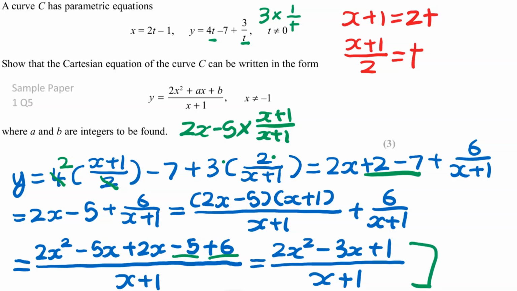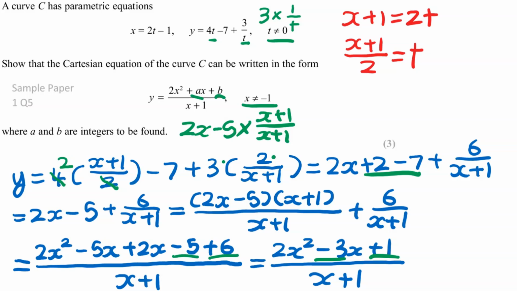So we have it in this format here, which is what's required, where a is minus 3 and b is 1. Really quick, the question doesn't actually ask about this, but you see that the domain changes. So the domain before is any number, but t can't be equal to 0, and the domain changes when it's x, where x can be any number, but it can't be equal to minus 1.